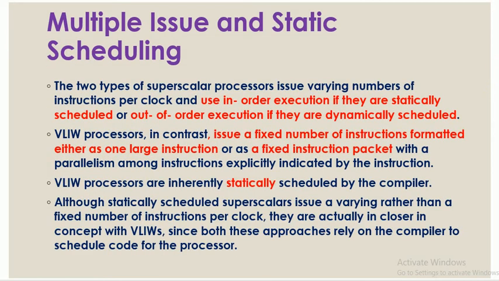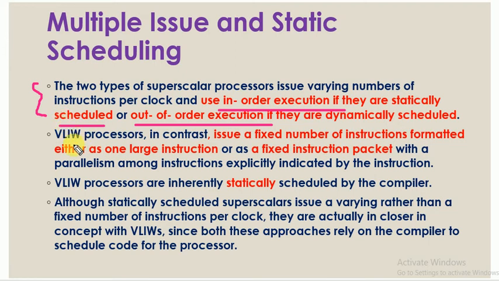The 2 types of superscalar processors, the first and third ones, issue varying numbers of instructions per clock. They use in-order execution if they are statically scheduled, and they use out-of-order execution when they are using the dynamically scheduled mechanism. So they are using both statically scheduled and dynamically scheduled instruction execution.